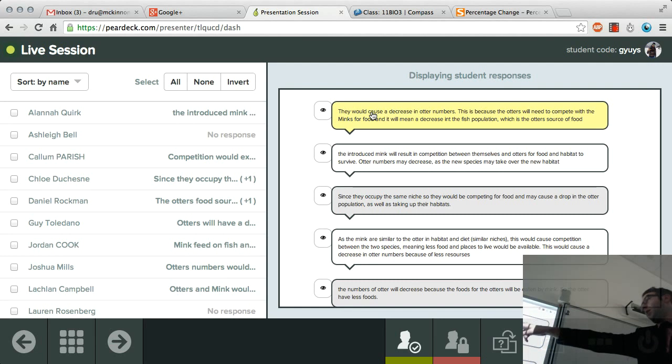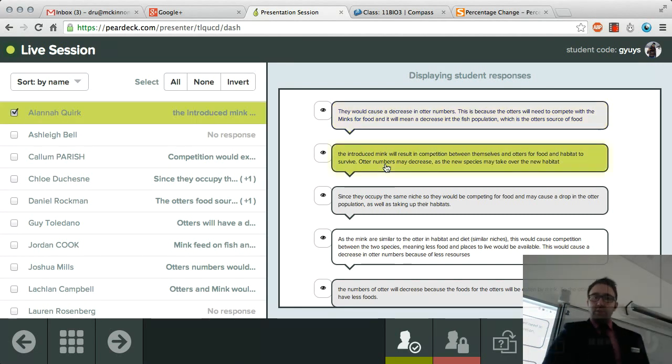Another thing you could mention is the second one there: the introduced mink will result in competition between themselves and otters for food and habitat to survive. Otter numbers may decrease as the new species may take over the new habitat. Again, that's going to get you the mark. You've mentioned they're competing for food and habitat, and you're saying that the population will decrease. So you've got your suggestion and your explanation. And it doesn't need to be a fully in-depth explanation of what's going to happen to the relative numbers. All you need to say is they're going to compete for food and for shelter or habitat.